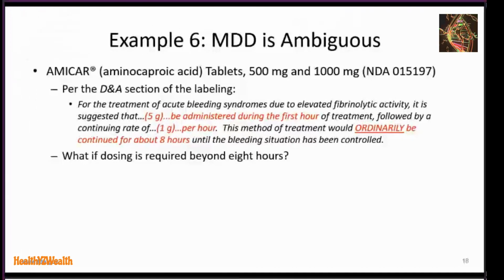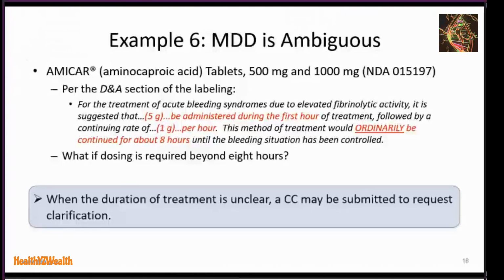But what if dosing beyond 8 hours is required to control the bleeding? When the duration of treatment is unclear, a controlled correspondence may be submitted to request clarification.